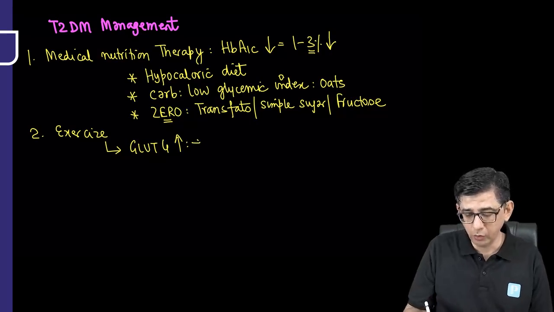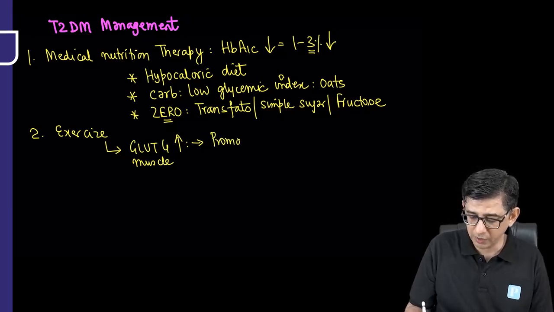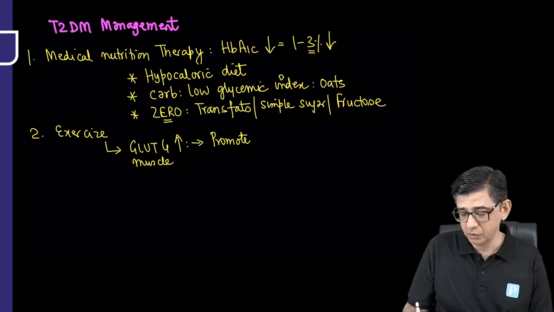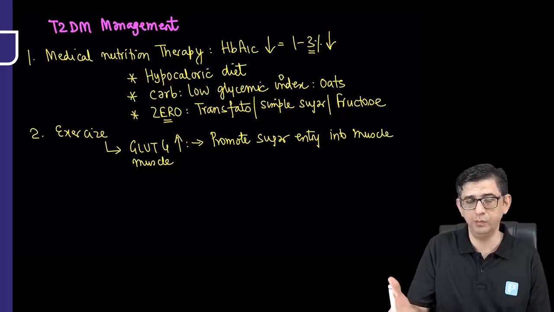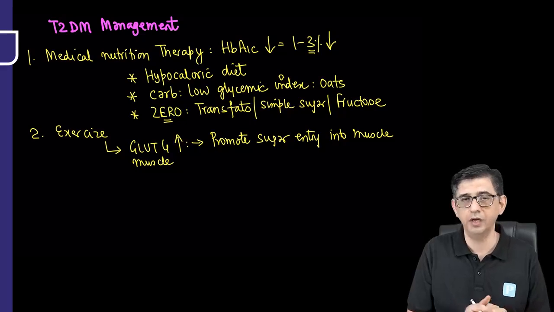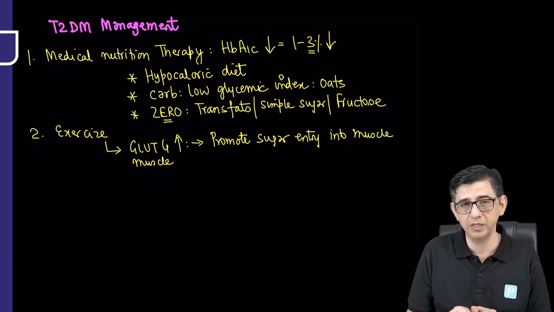And how would upregulation of GLUT4 receptors on the muscle by brisk walking help? Because this GLUT4 helps in entry of sugar in the muscle. So if you promote sugar entry into the muscle, well, the problem is solved, because ultimately in diabetes mellitus, sugar is more in the blood. It's not going inside, either in a setting of absolute insulin deficiency or relative insulin deficiency due to insulin resistance. So if we can promote sugar entry into the muscle, it will help in good glycemic control.